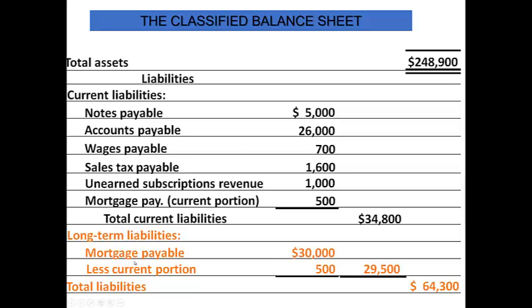The mortgage is listed, the grand total of the mortgage is listed first, and then we're going to subtract out the current portion that was listed up under current liabilities, and then the net amount is going to be added to the current liability. So 30 minus the 500 we've already listed here will give us $29,500 in long-term liabilities. And adding that to the current, we get liabilities of $64,300.